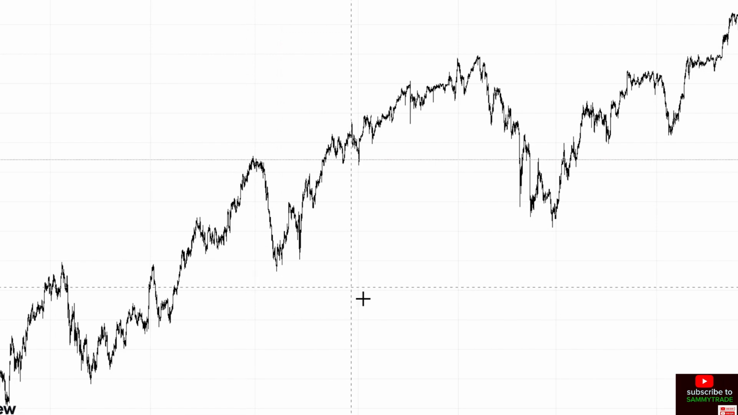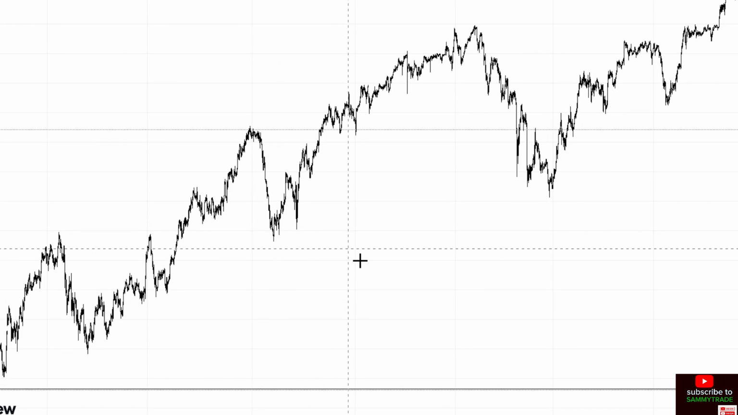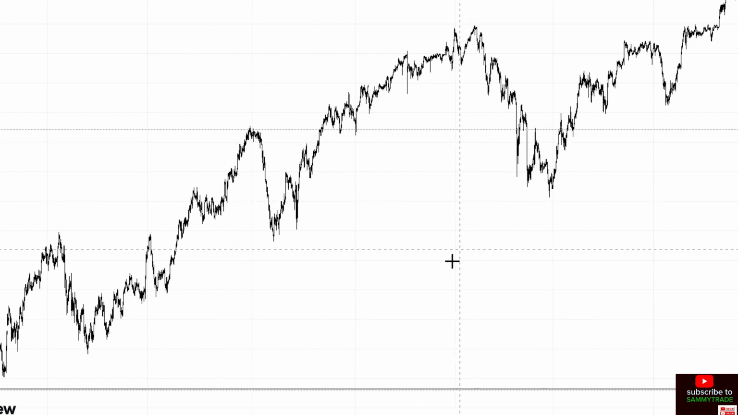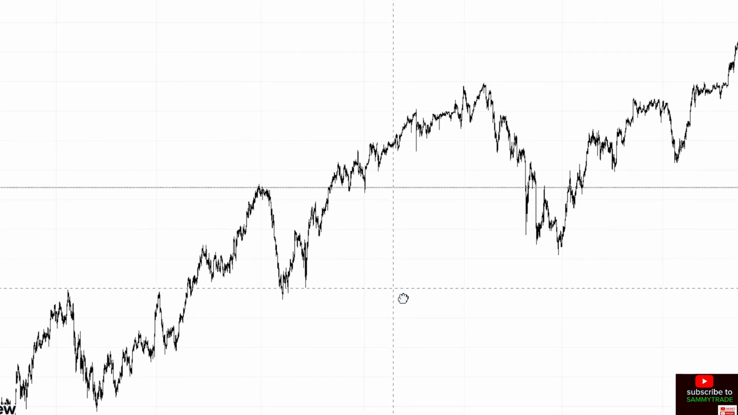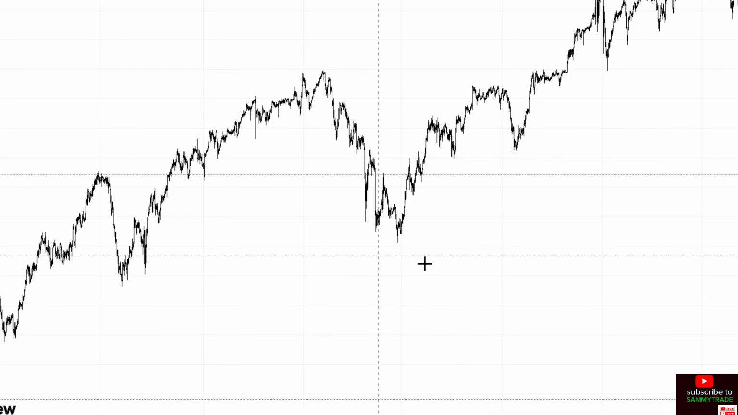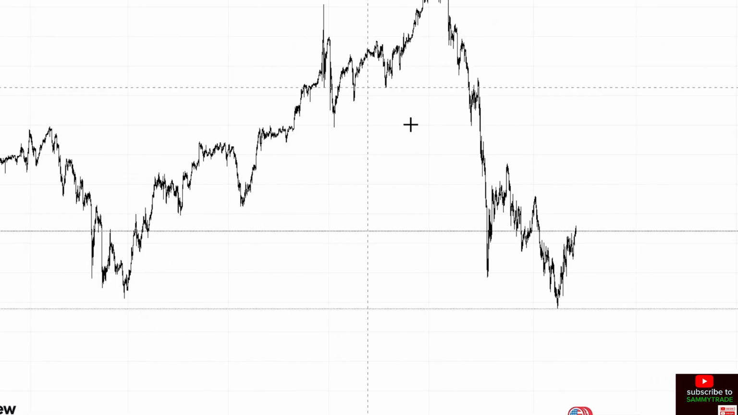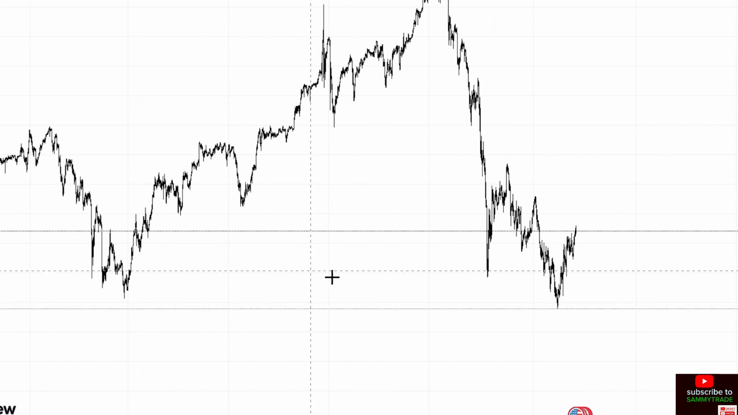Now this is the higher time frame. What are you seeing here? An uptrend. This is a clear uptrend at this point. So it was right at this point when I saw something here.